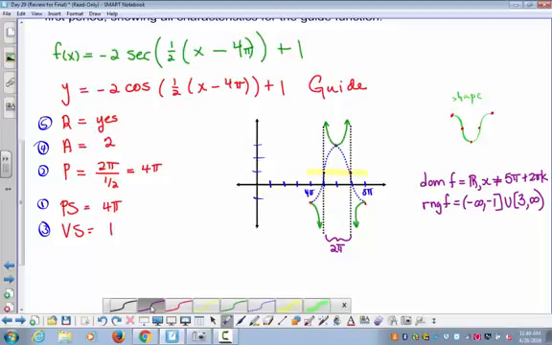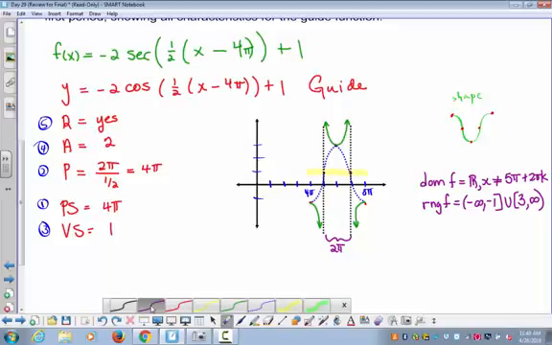Basic period for sine and cosine: 2 pi. Is that okay? What's the basic period for tan and cotan? Pi. Do you use a guide function when graphing cotan? No. The only two you use a guide for are cosecant and secant.